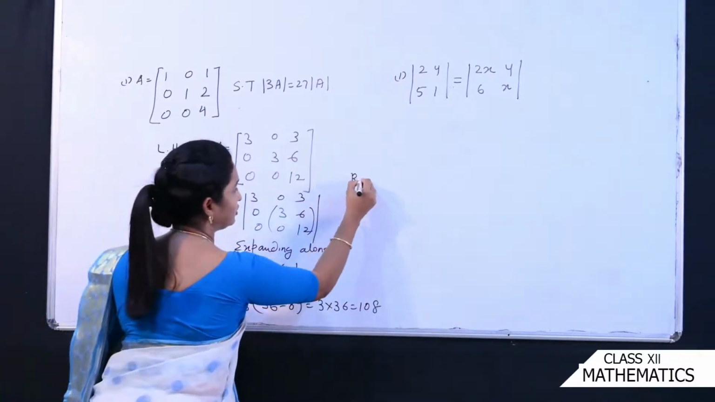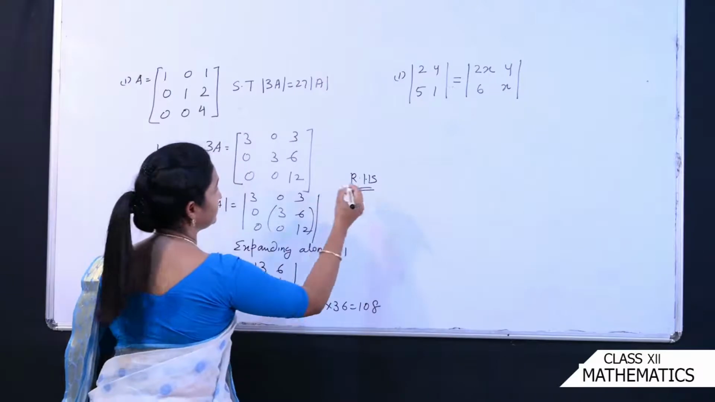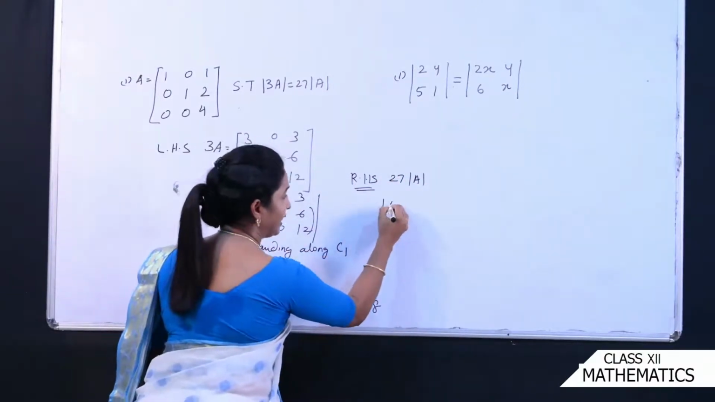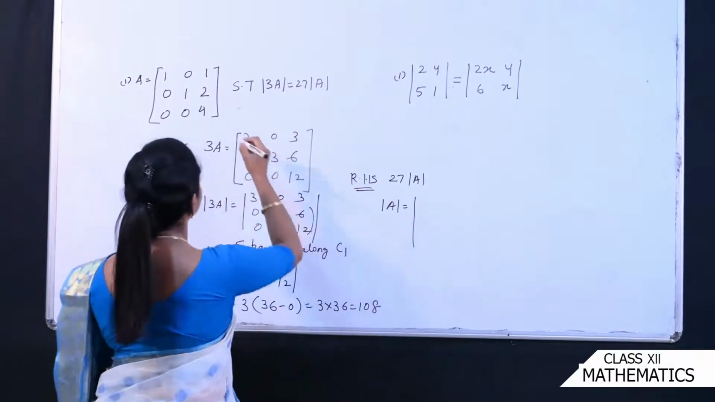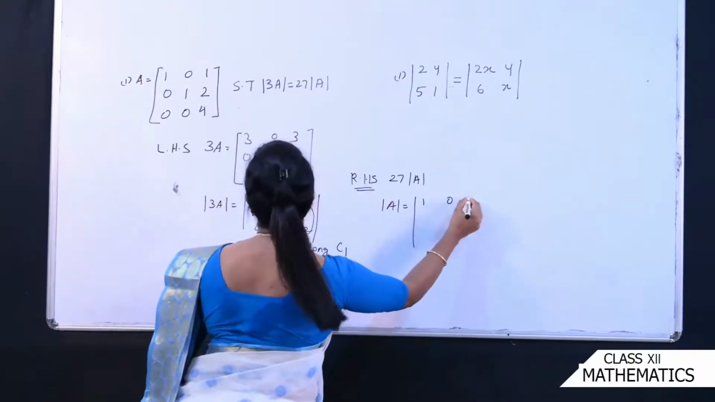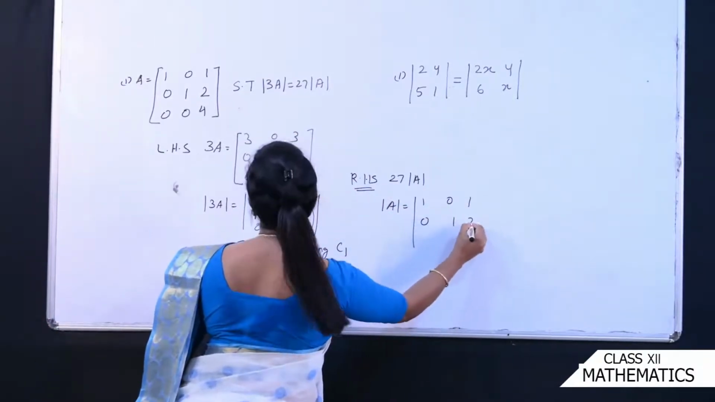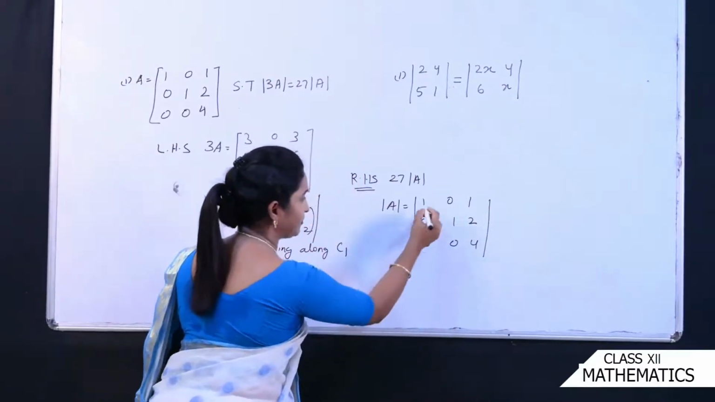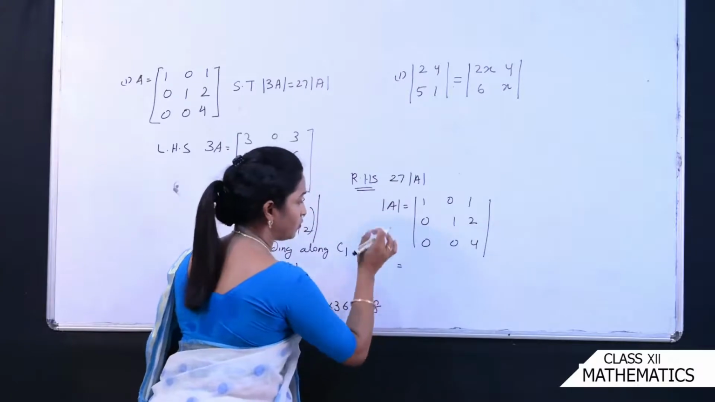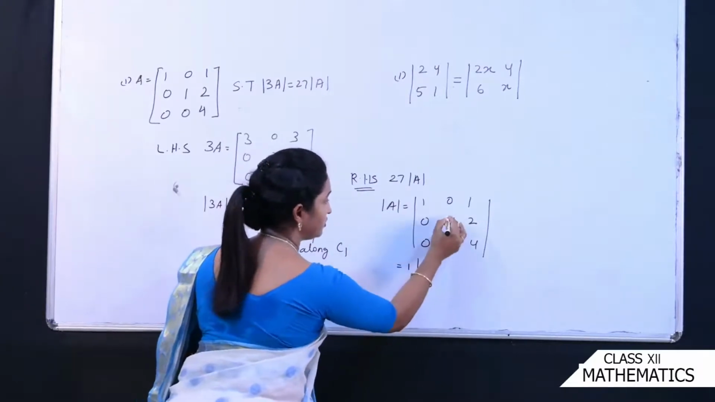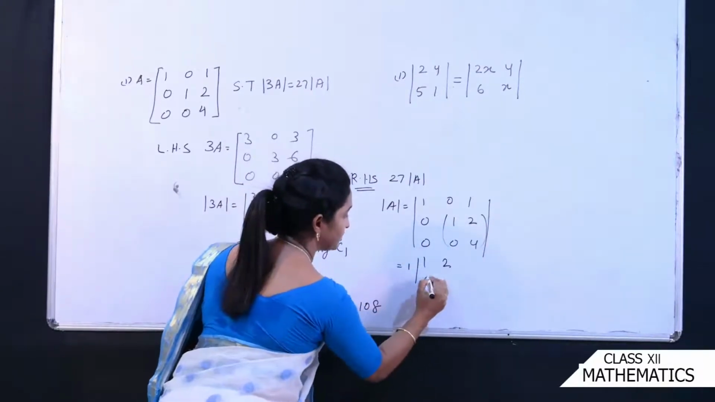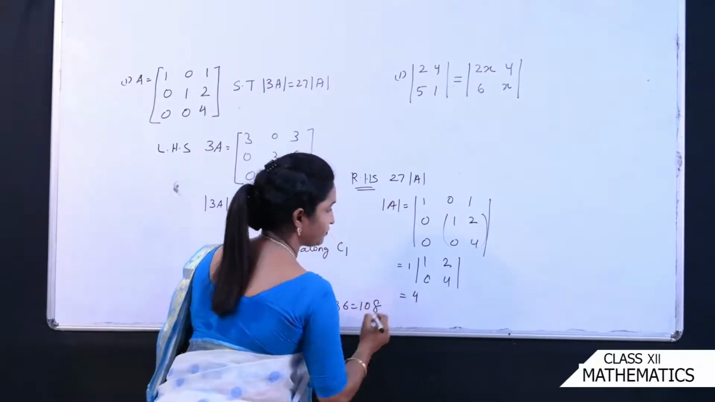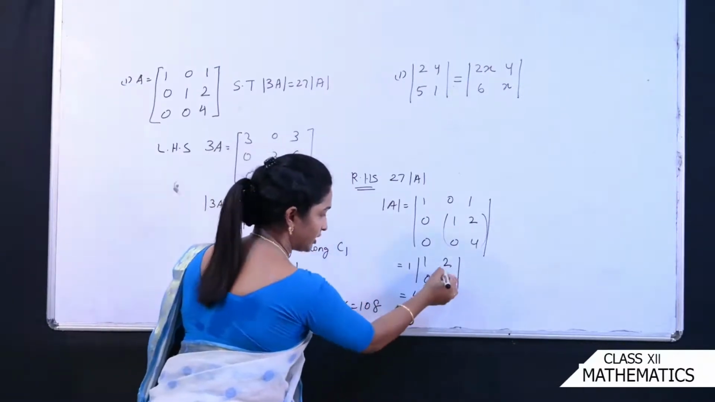Now we'll see what you will be getting for RHS. That is 27 into determinant A. That means first find the determinant. What is the determinant? 1 0 1 0 1 2 and 0 0 4. So when you find the determinant, again I am expanding along column 1. So you will be getting 1 into this one, that is 1 2 0 4, and this is nothing but 1 4s are 4, because the others are 0 here.